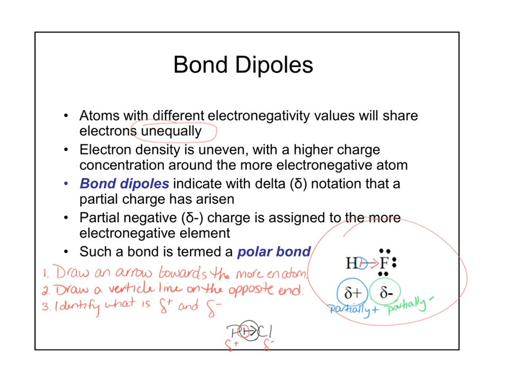Now, does chlorine fully gain the electrons? No, because phosphorus is still holding on. It's just weaker.